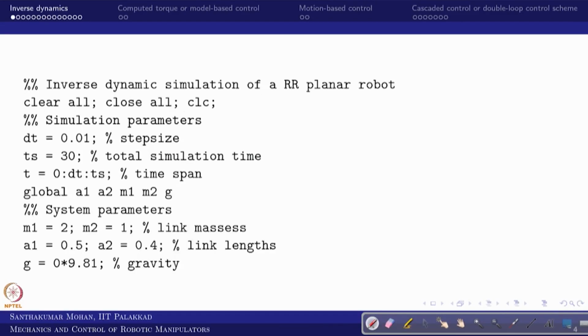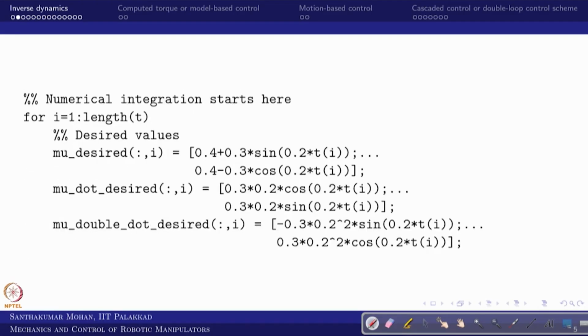In that case we are talking about the circular profile. If you look at it here, the link lengths are 0.5 and 0.4. I am trying to see that 0.4 by 0.4 is the center in x and y, and 0.3 radius as a circle I am trying to draw. So in that sense the mu desired is coming in this way. In addition to that, it is 0.2 times t, in the sense it is omega t, theta I can write as omega t, where omega is 0.2. Based on that you can take a time derivative, that would be mu dot desired, then further the second derivative, that would be mu double dot desired. These are what we have used.